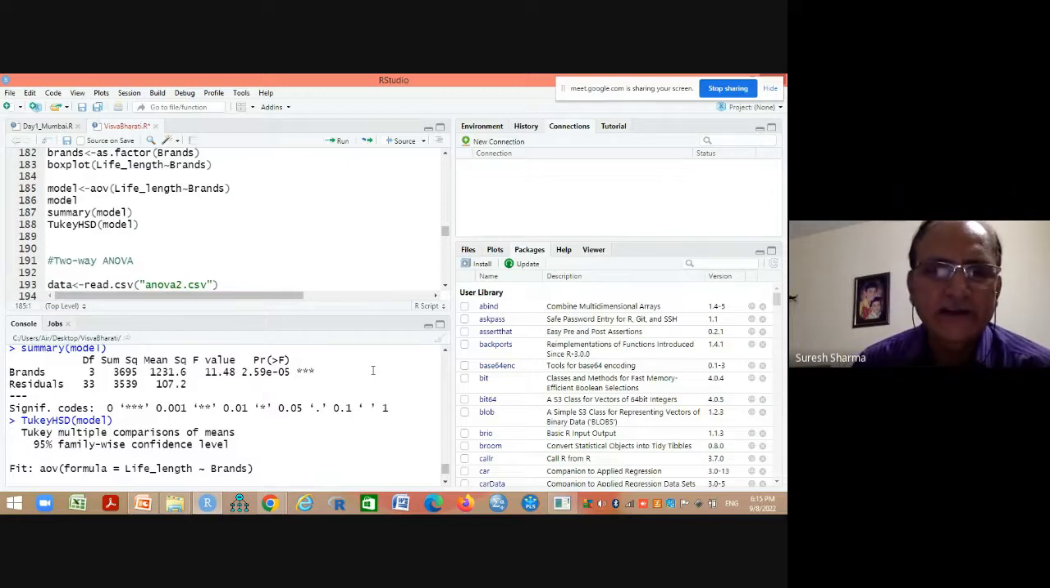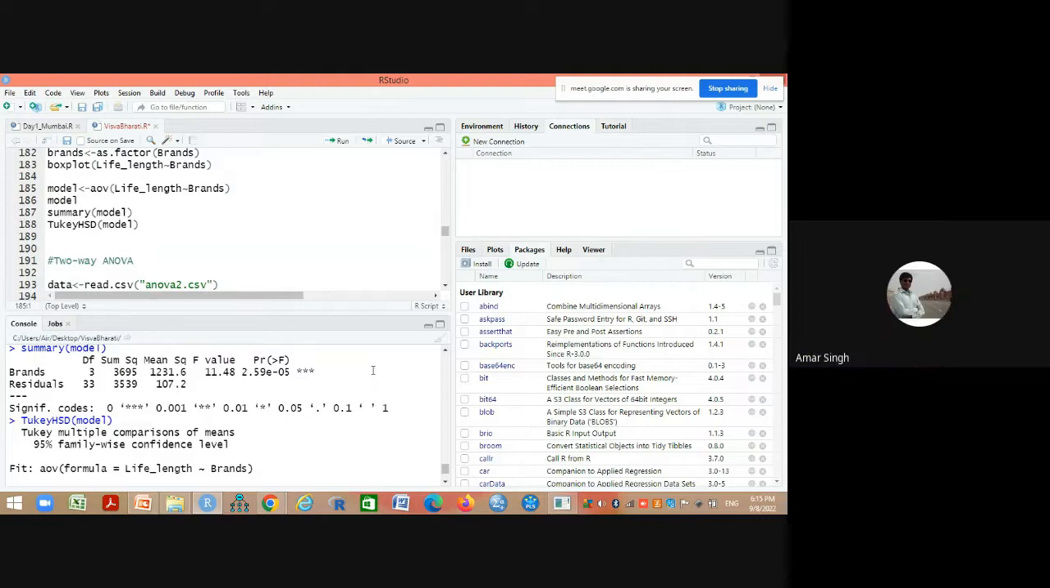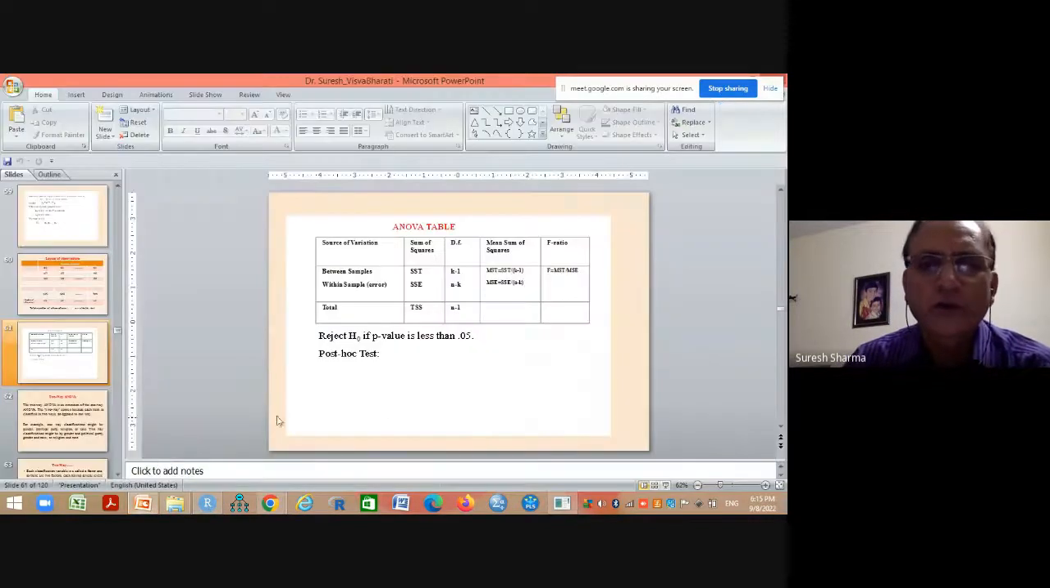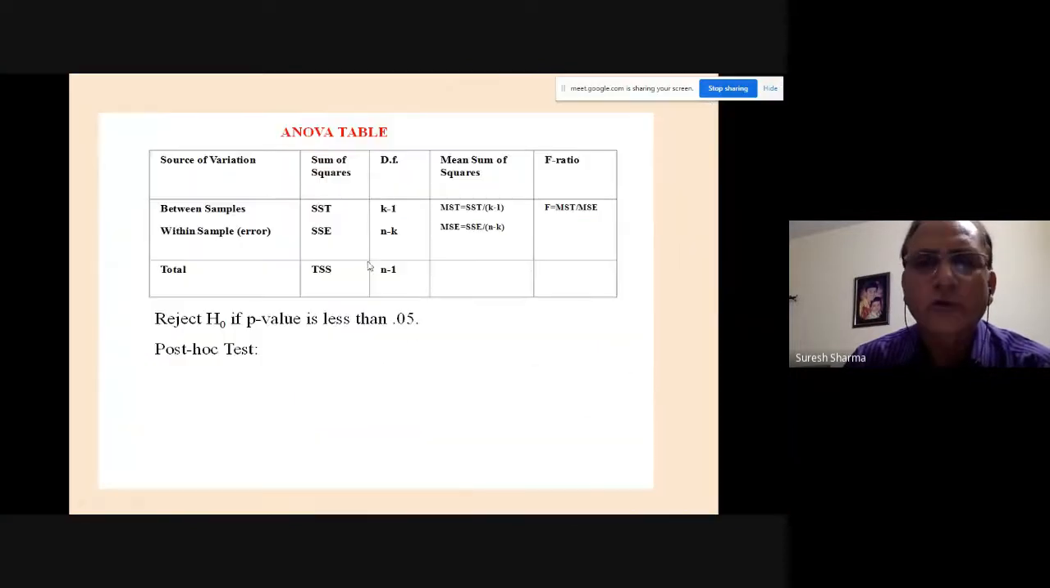So one-way ANOVA is clear. Yes, sir. Okay. Now the extension of one-way ANOVA is two-way ANOVA. I'm coming to two-way ANOVA, and then finally we'll go on to cluster analysis.